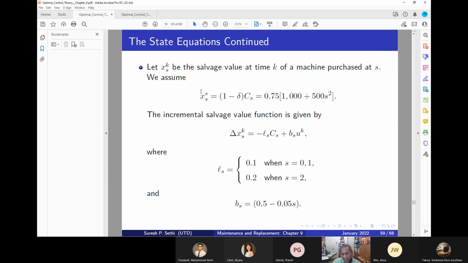So XSS is given this way. We already know what CS is, so we know XS. Now the incremental salvage value function is given by one part where we begin with CS and it loses some value in each period, and the other part where it increases in value because of the BS. So I need to define LS and BS. I already defined CS. LS I'm going to define this way: 0.1 for 0 and 1 and 0.2 for 2. And BS I'm going to define as 0.5 minus 0.5.